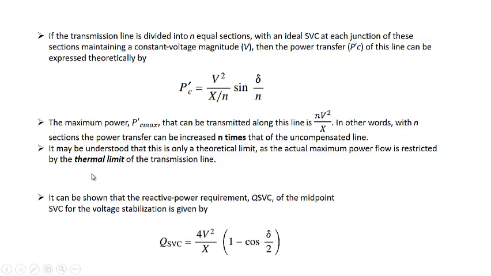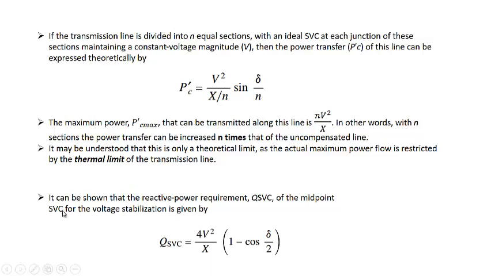For every transmission line there is a limit of the current beyond which the thermal limit can be reached. So keeping this in mind, we cannot go beyond that limit. We can increase the n up to infinity, we can have compensators at every interval of the transmission line, and we can increase the power transfer. That will be definitely determined by the thermal limit.